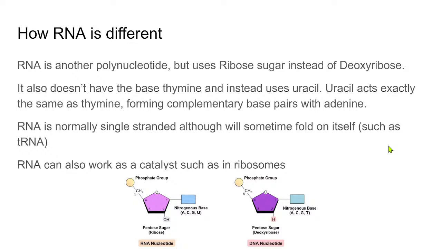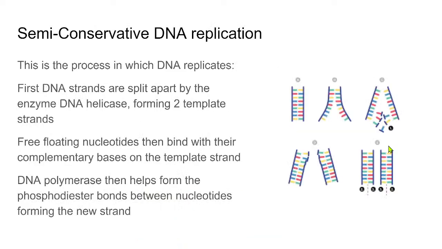RNA is normally single-stranded, although it will sometimes fold onto itself, such as later on you will learn about tRNA. It's a type of RNA used in protein production. We'll get onto that at topic 8. And it can also work as a catalyst, such as in ribosomes, which we'll also talk about later, probably topic 3. So not this week, next week.